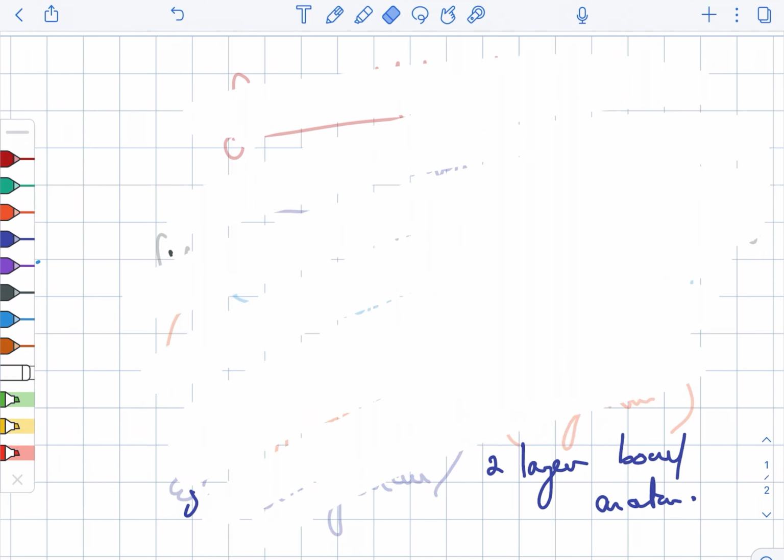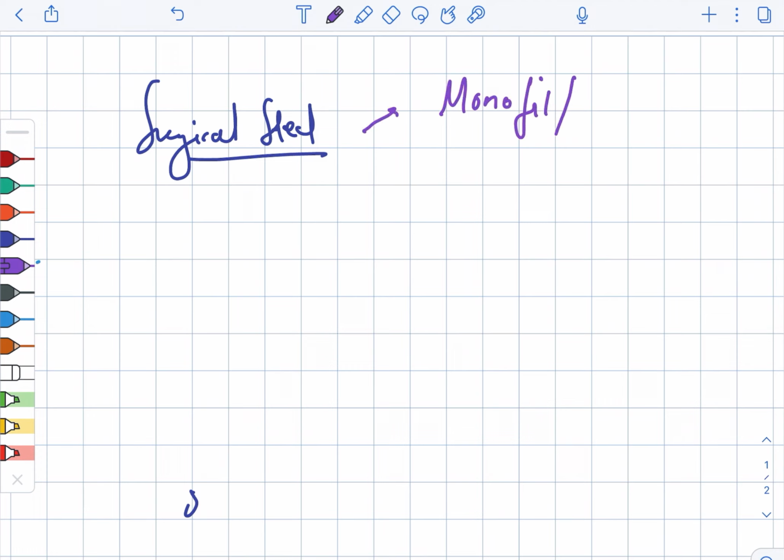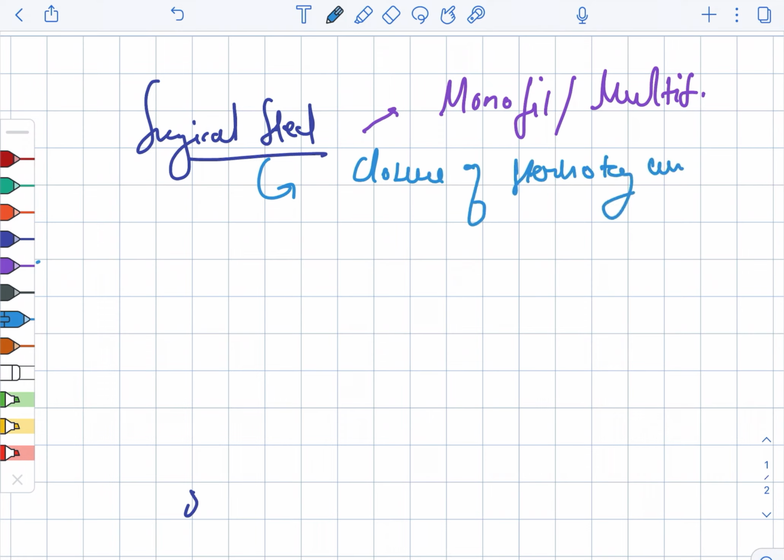Next we are looking at the surgical steel. Surgical steel is also non-absorbable. It can be a monofilament as well as a multifilament. This surgical steel is used in the closure of sternotomy wounds.